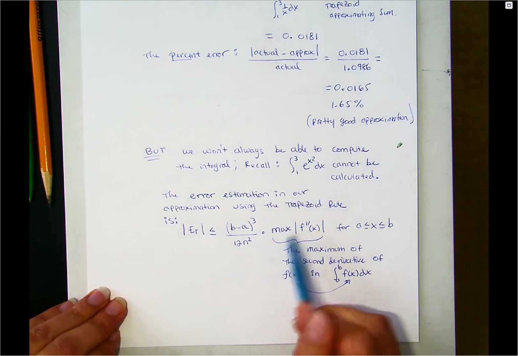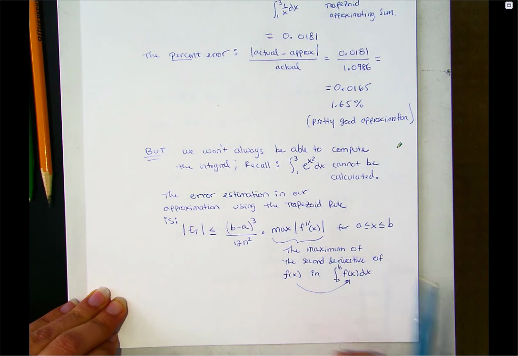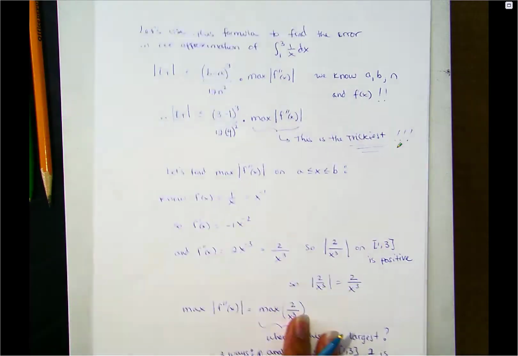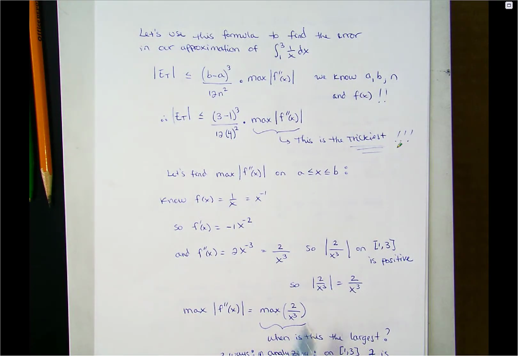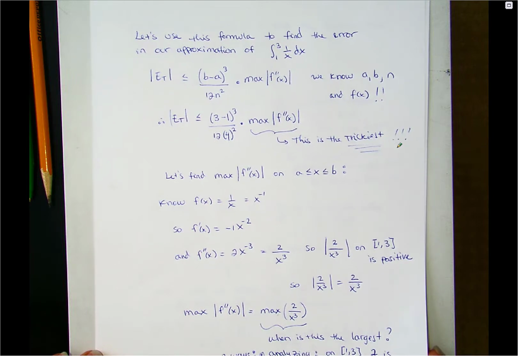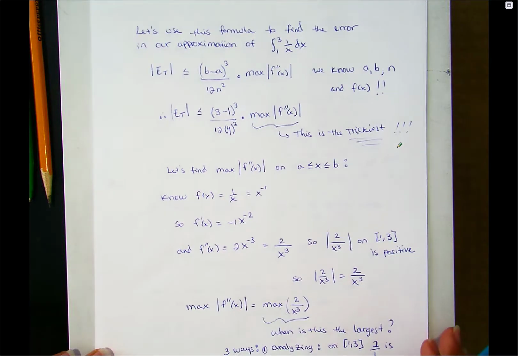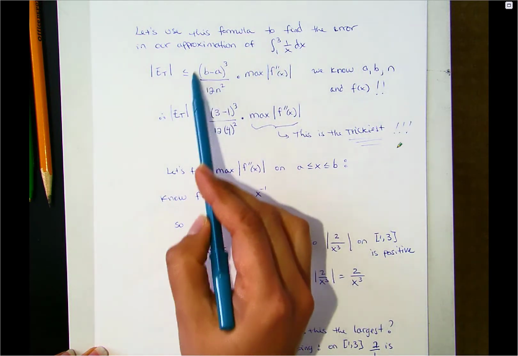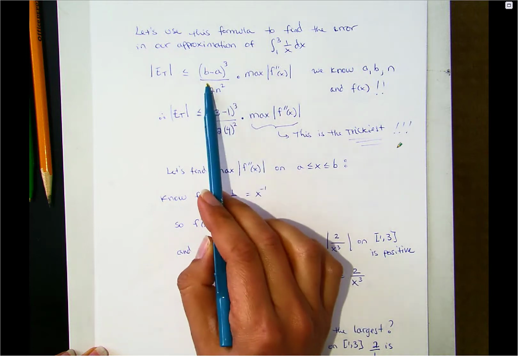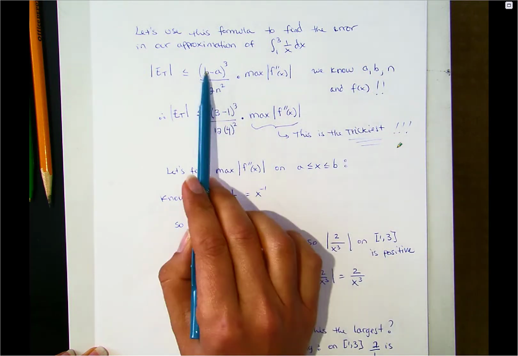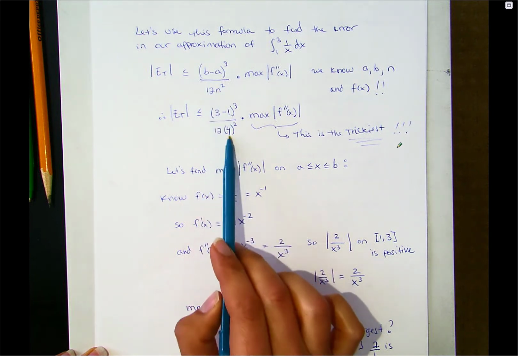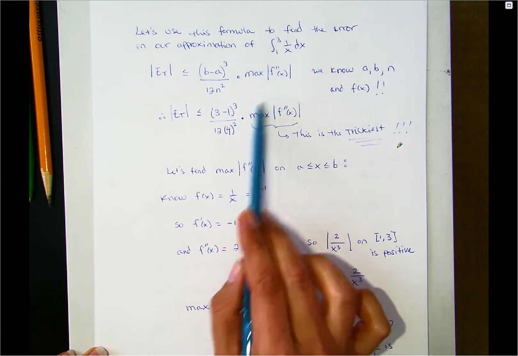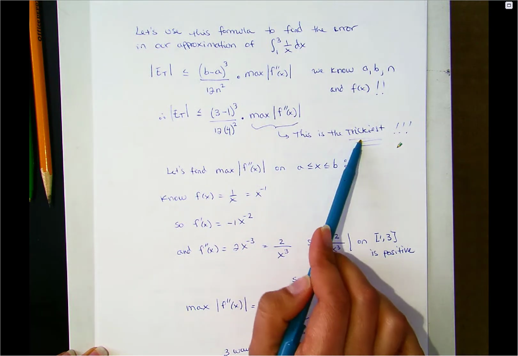Now this is the part that's tricky. The maximum of the absolute value of the second derivative. That's what that means. So let's see what that formula looks like. We're going to use that formula to find the error in our approximation of that integral. So this is the actual error, and we're saying it's less than the error in estimation, the formula. So we know a, b, n, and f of x. B is 3, a is 1, n is 4. And we know f of x, but this whole quantity is kind of intimidating. This is the trickiest part.